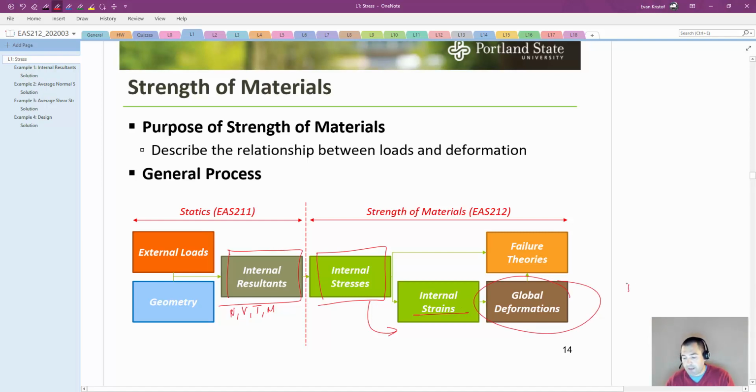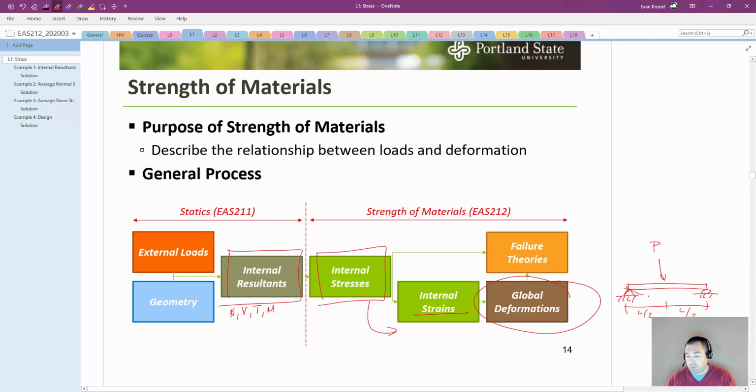So one question that we would often ask would be, all right, I've got a simply supported beam like this, and I put a load of some amount, and we're given what the geometry of the system is, and we're given some material properties.